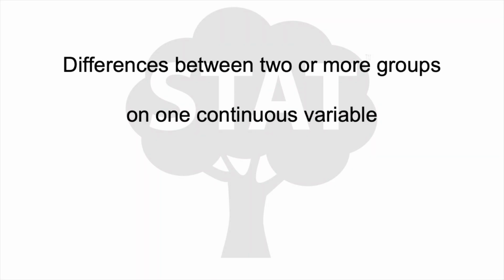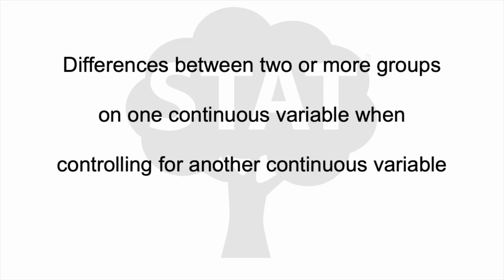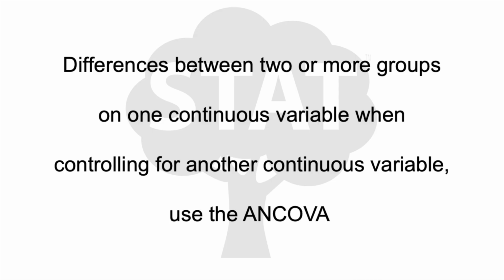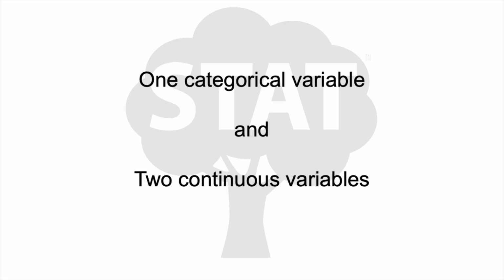To test whether there are differences between two or more groups on a continuous variable with a covariate independent continuous variable, the one-way ANCOVA would be appropriate. You will need one categorical variable and two continuous variables in order to run this test.